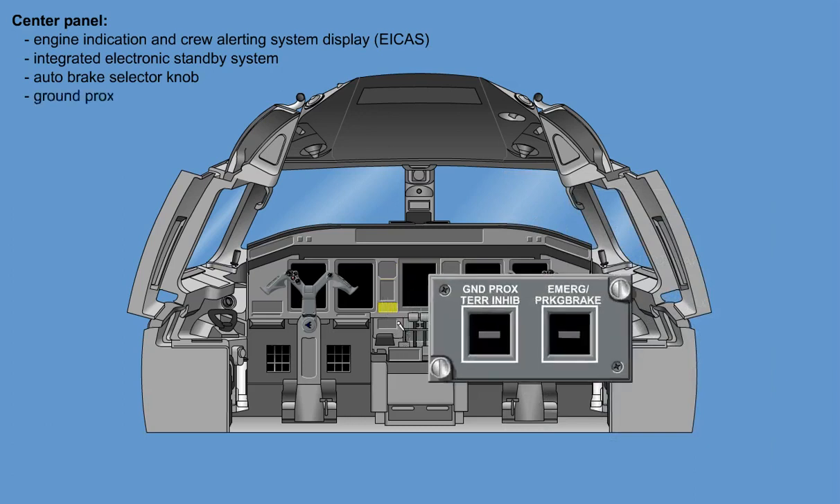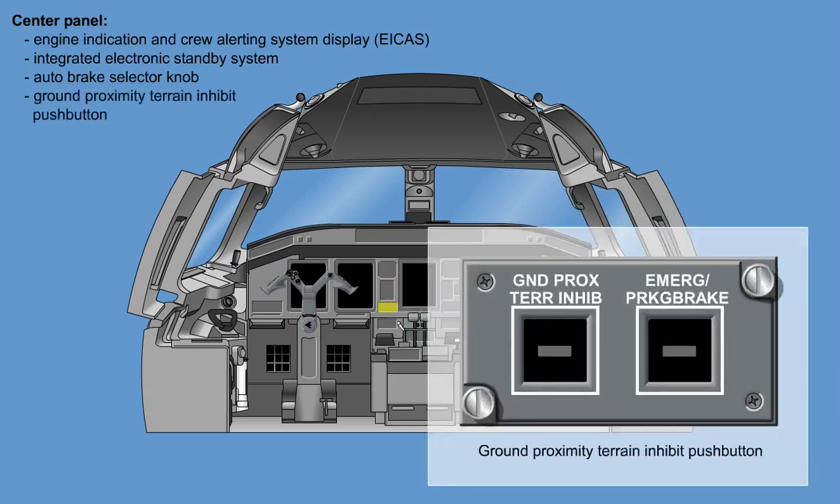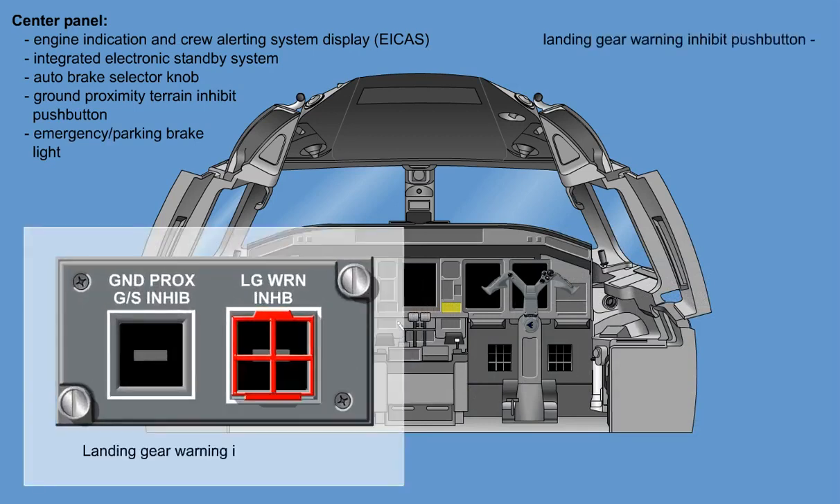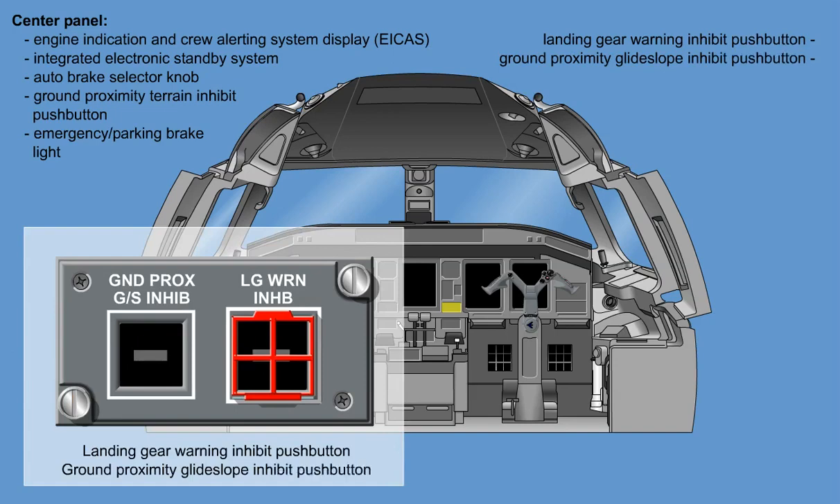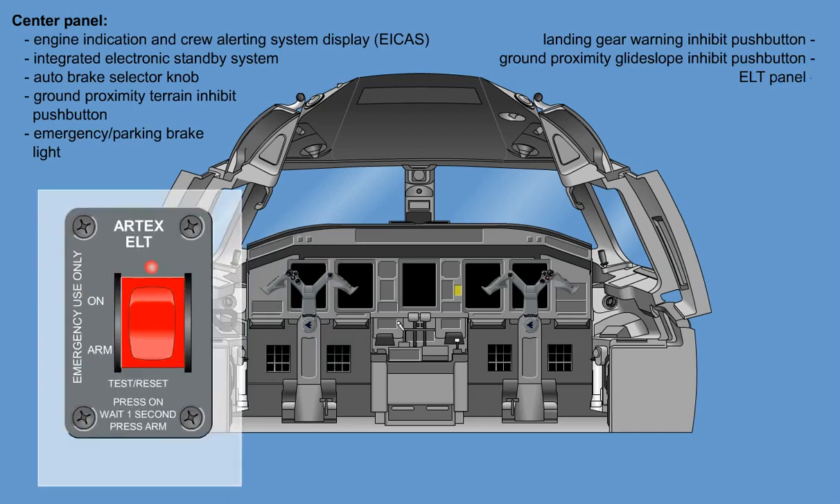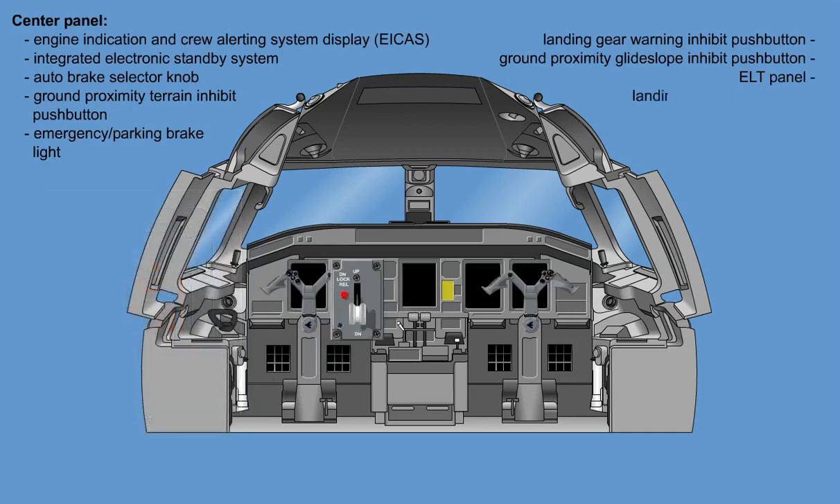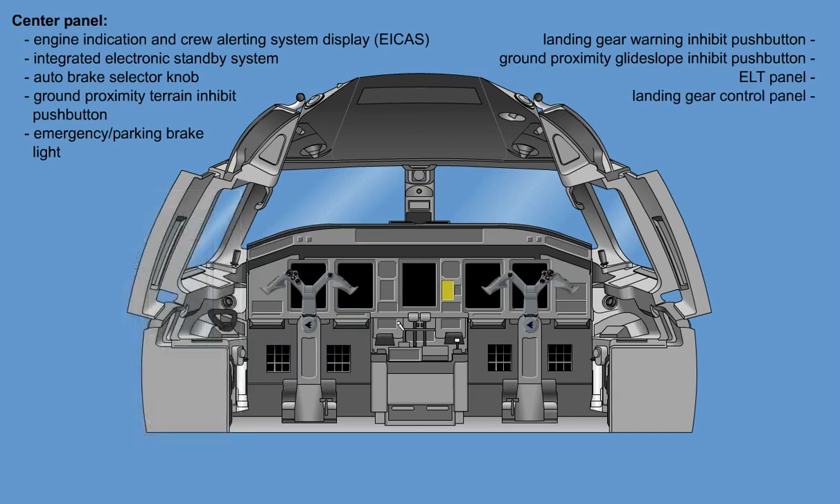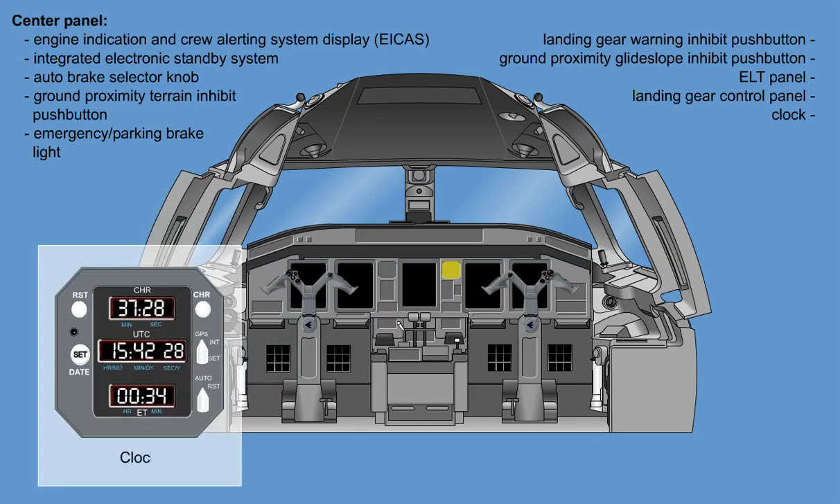the ground proximity terrain inhibit push button, the emergency parking brake light, the landing gear warning inhibit push button, the ground proximity glide slope inhibit push button, the ELT panel, the landing gear control panel, and the clock.